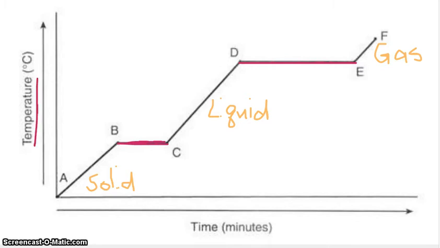So between B and C, we're going through a phase change. Between D and E, we're going through a phase change. And in both of those, our temperature is constant. So that tells us at that point our energy is not going into actually heating our substance, but the energy that we get from increasing our temperature is going into separating the molecules or atoms apart so that they can turn into a liquid or gas.